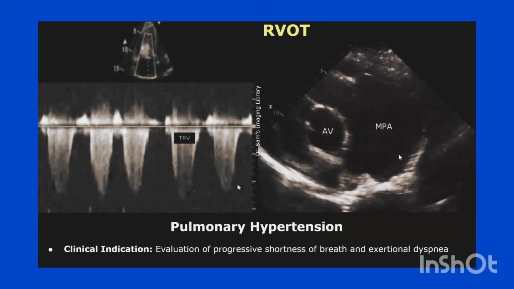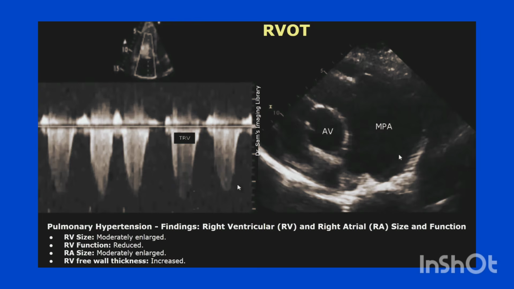This is a case of pulmonary hypertension. Clinical indication is evaluation of progressive shortness of breath and exertional dyspnea. The right ventricular size is moderately enlarged. RV function is reduced. Right atrial size is moderately enlarged, and RV free wall thickness is increased.